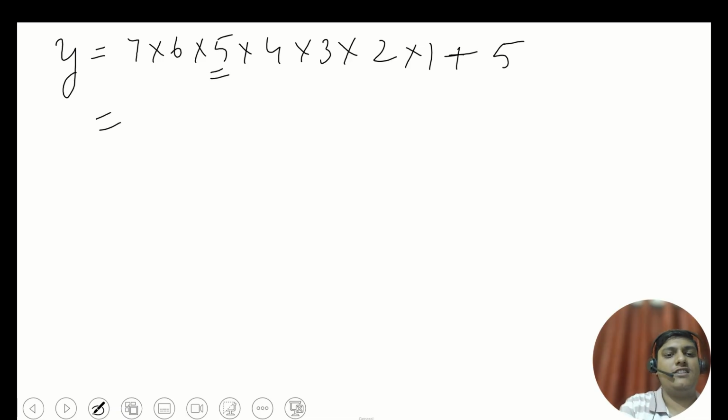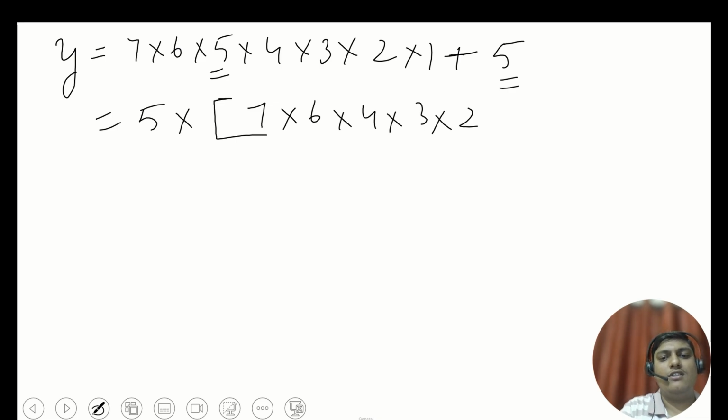What I will do, again see, 5 is common. I will take 5 outside. Correct? 5 into, what will happen here? What is left out here? 7 into 6 into 4 into 3 is left. Then 2 is left into 1 is left. Correct? Then here there will be a 1. Don't miss this 1. Please don't miss this one again. It will be a wrong answer.